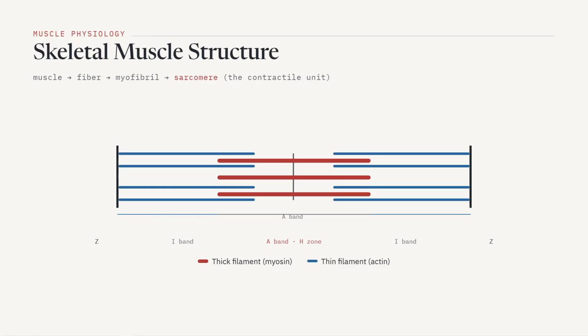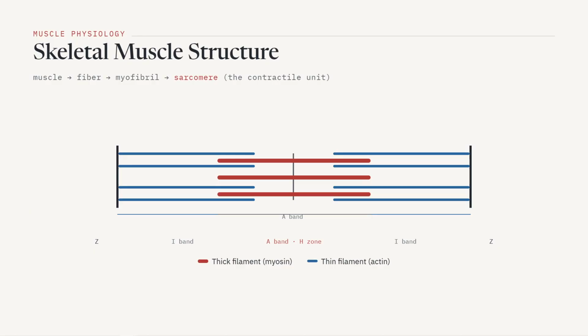To understand contraction, we need the architecture. A whole muscle is made of muscle fibers, individual cells. Each fiber is packed with myofibrils, and each myofibril is a chain of repeating units called sarcomeres. The sarcomere is the fundamental contractile unit, and it runs from one Z-line to the next. Inside it are two kinds of filament. Thin filaments, made mostly of actin, anchor the Z-lines at each end. Thick filaments, made of myosin, sit in the center.